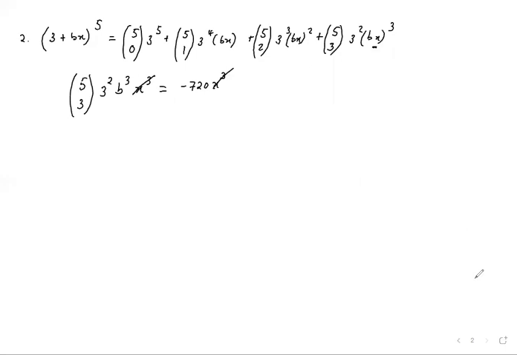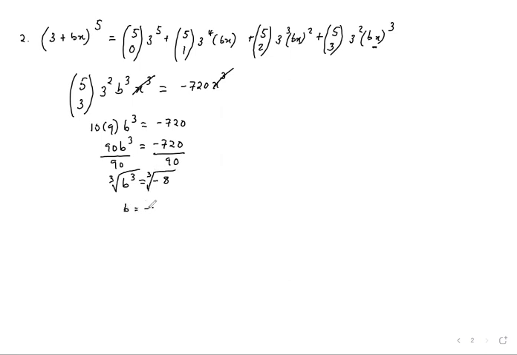So we have 10 multiplied by 9 by b to the power 3, giving us negative 720. So this is 90 b³ equal to negative 720. Divide by 90, divide by 90. b to the power 3 is equal to negative 8. So the cube root of this is going to be negative 2. That is the value of b.